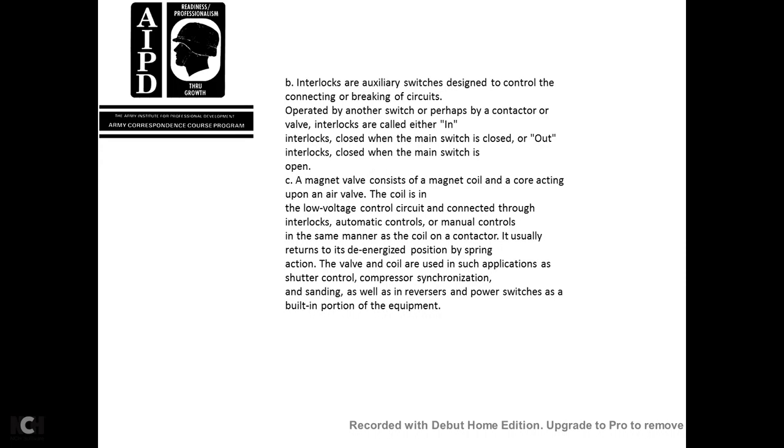B. The interlock is an auxiliary switch designed to control the connection or breaking of circuits operated by another switch, perhaps in the contactor involved. Interlocks closed with the main switch closed are called "in." Interlocks closed with the main switch open are called "out."